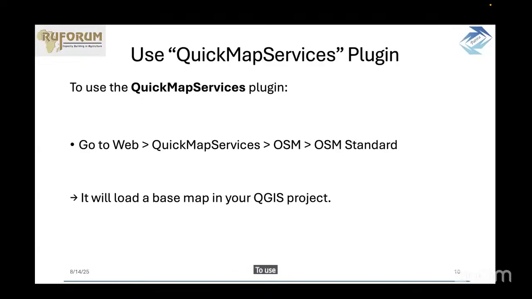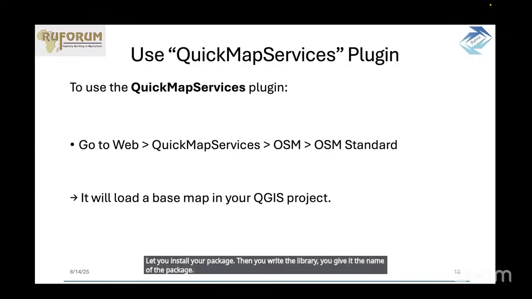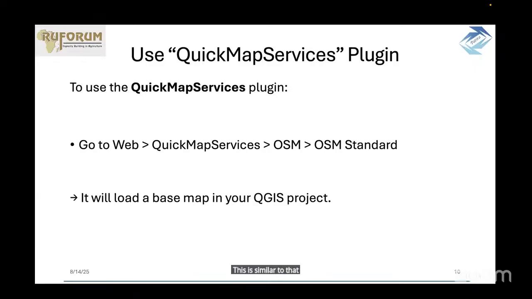To use this plugin is like in R, where you install your package, then you write library and give it the name of the package. This is similar to that, but to use your plugin, you go to your QGIS, to Web, you click on Quick Map Services, click on OSM, and the OSM standard, and that will be your plugin for use. And what does it do? It loads a base map.